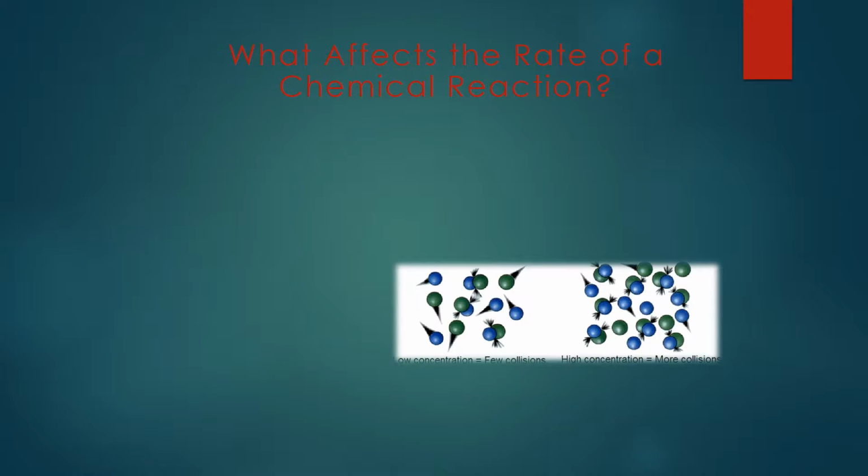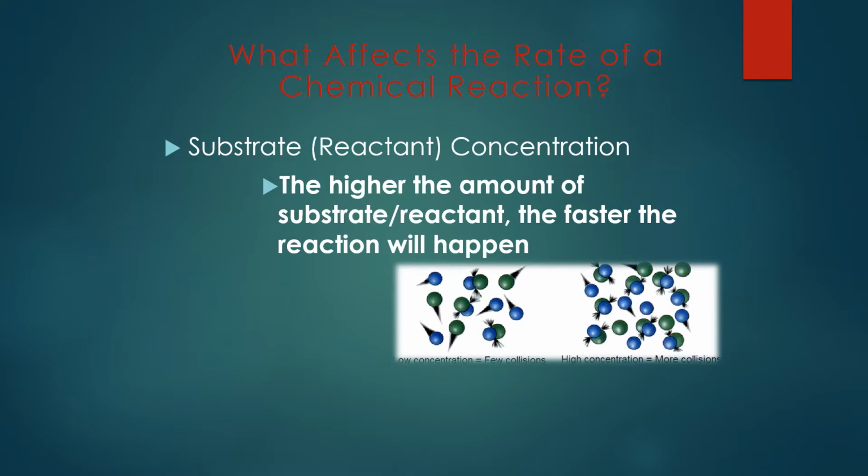Other things that affect the rate of a chemical reaction. The concentration of the reactants. Another name for reactants is substrate. We're going to start talking about substrates a lot, so just know that they're synonyms. If you have more stuff, the reaction is going to happen faster. We saw that yesterday when we put 2 tablets into the canister. It happened faster than with 1 tablet.